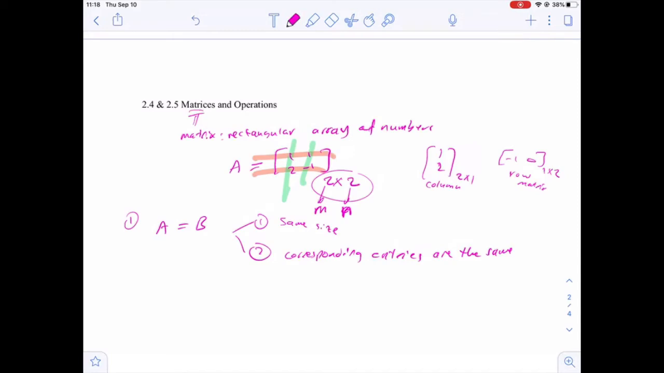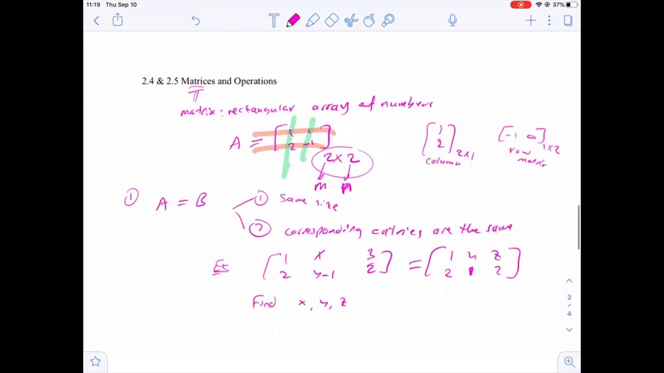For example, if we know that the matrix 1, 2, x, y minus 1, 3, 2 is equal to the matrix 1, 4, z, 2, 1, 2, and we want to find x, y, and z. Since we have the same size, 2 by 3, 2 rows by 3 columns, and we know that they are equal, it's given, that means the corresponding entries are equal. This is equal to this. This is equal to this. x is equal to 4. So x is equal to 4.